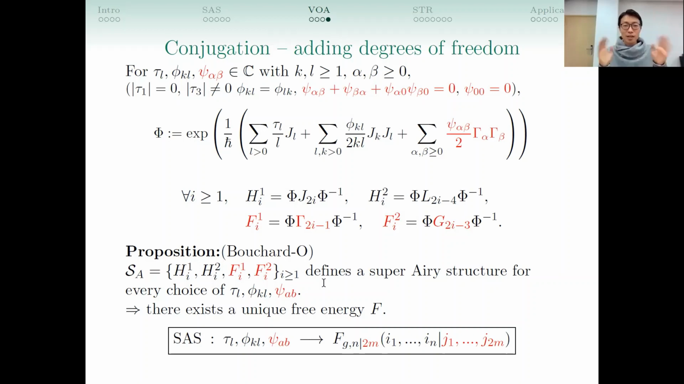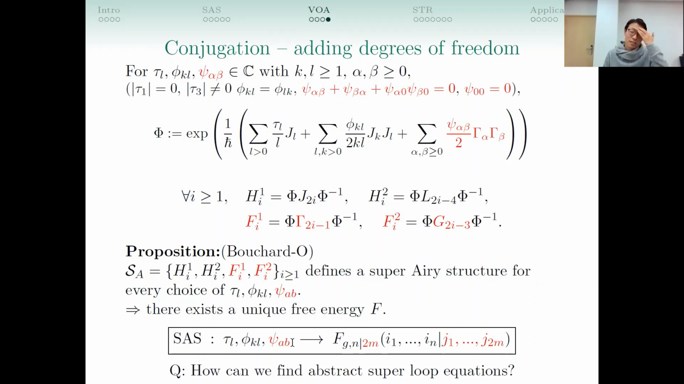As a summary of this section, you can think of a super structure as a machine that takes tau, phi, and psi, this choice of parameters, as many as you like, as long as it satisfies this condition, and it spits out F^{g,n}/2n. So that's basically a summary of super Airy structures, and hopefully this answers the previous question. The point is, we can construct some canonical set of differential operators. What we have to do is take this conjugate by this operator, and this gives basically the information about the spectral curve that I'm going to mention now.